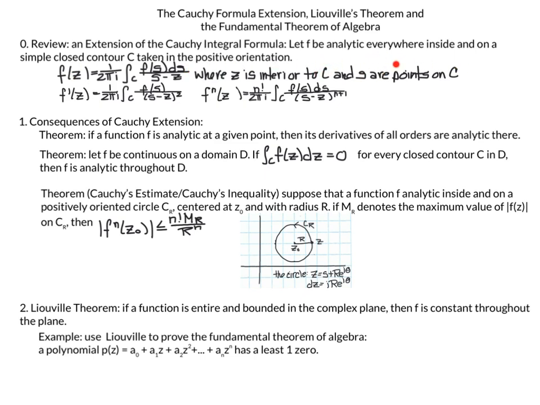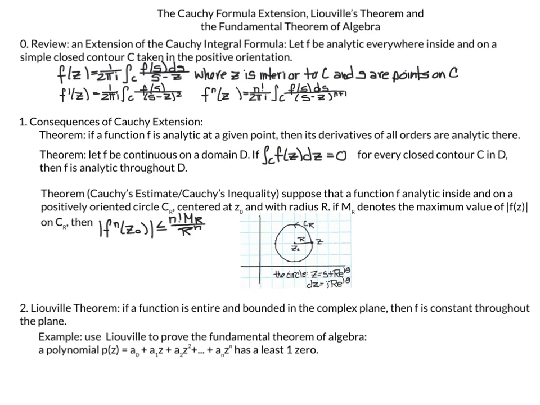And the remarkable thing about this, if you remember, is that our function at the point z, where z is interior to C, is totally determined by what happens on the curve, the boundary of the curve, because we're taking this line integral, and then we divide by s minus z.